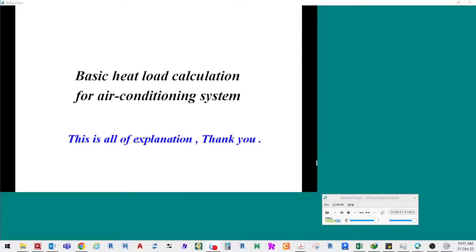This is the end of the explanation of basic heat load calculation for air conditioning systems.